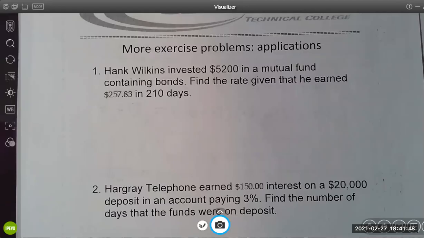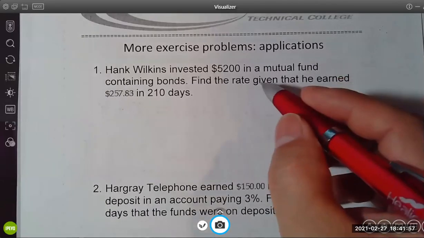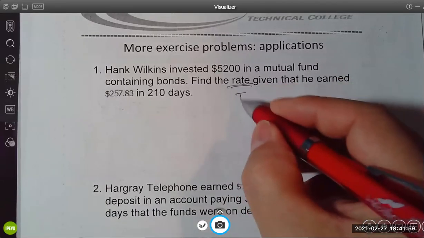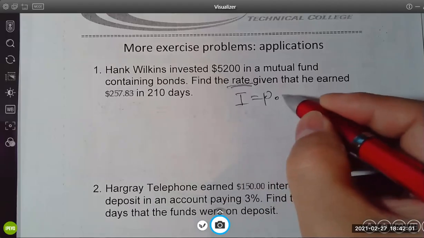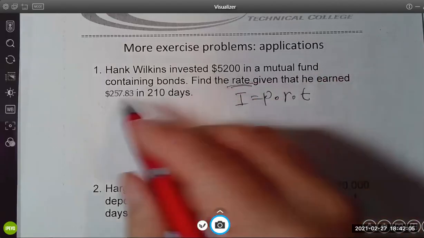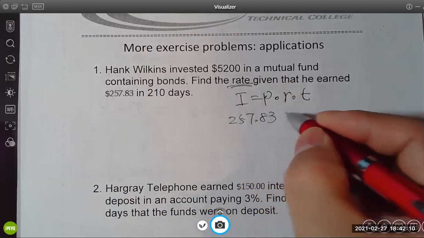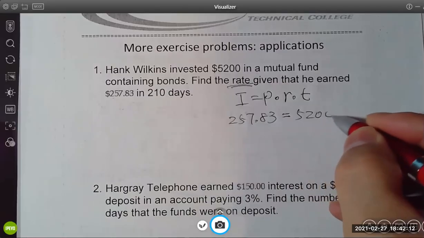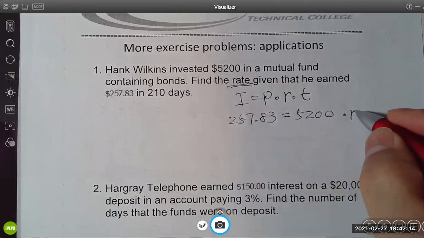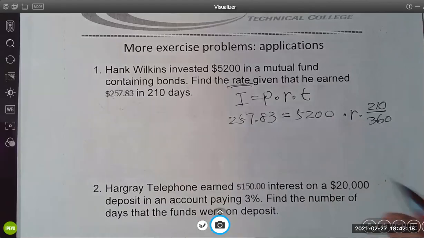Again, no, because nowhere did they mention how often the account is compounded, right? So this is simple interest, and we are looking for the rate. So we have to be given the other three. Interest amount, let's say 257.83. Principal is 5,200, how much you put in. And we're looking for the rate, time is 210 days divided by 360 to convert to years.